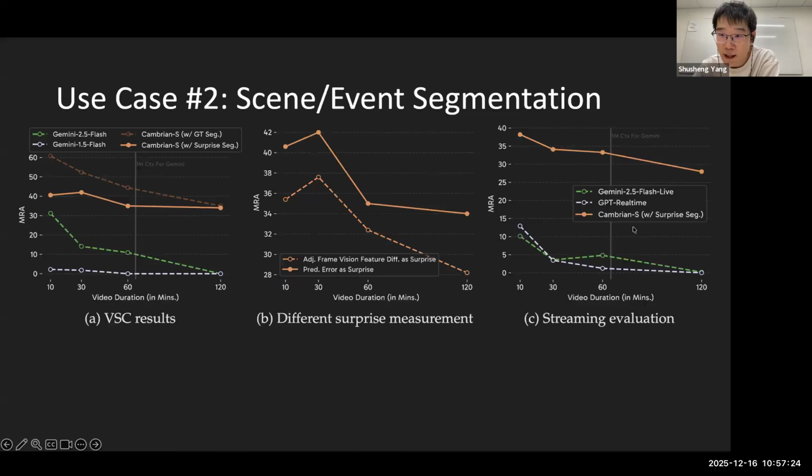And on the far right, we slightly modify our framework to adapt it to the streaming scenario. Streaming means the query can be raised at any time, not necessarily at the end of the video. On this streaming VSC task, we can see there is also a huge advantage of our framework over the GPT real-time or Gemini Flash Live API.